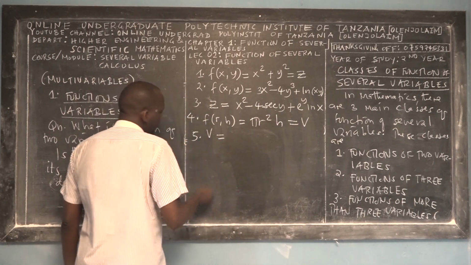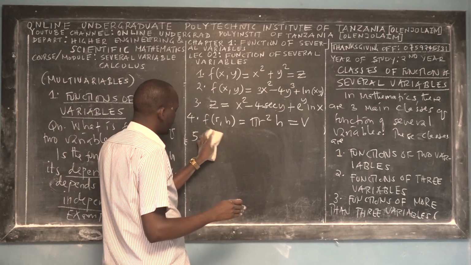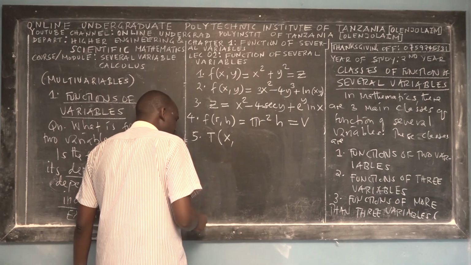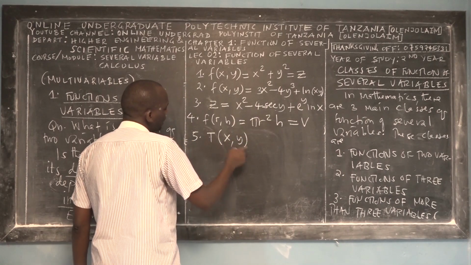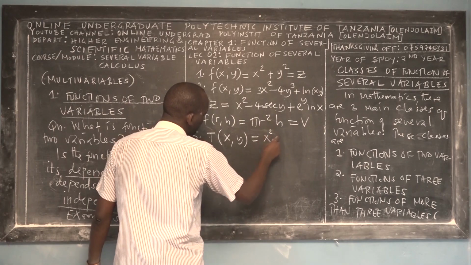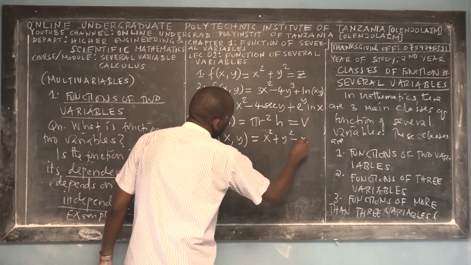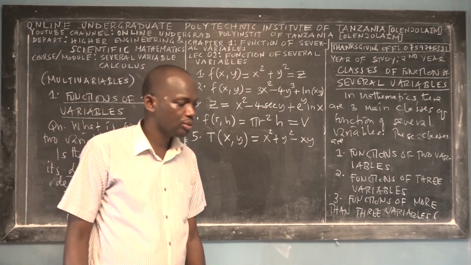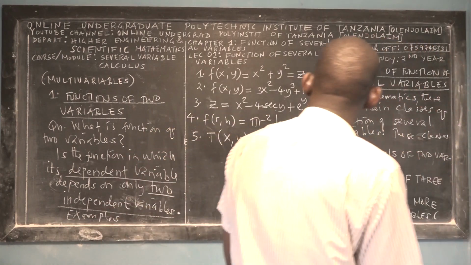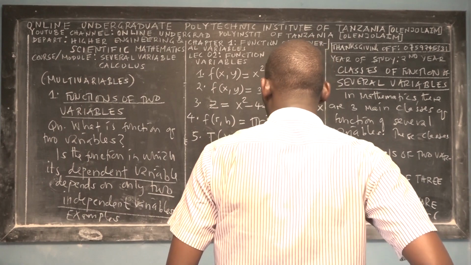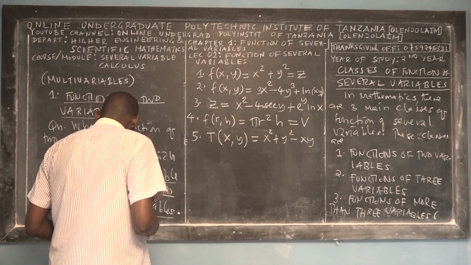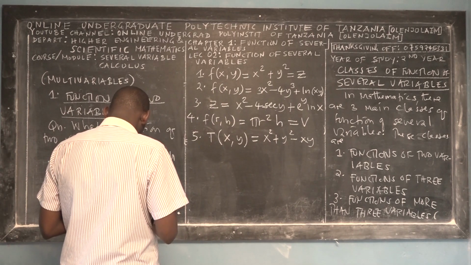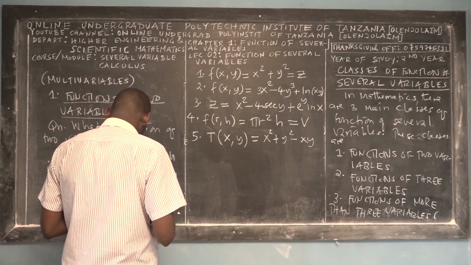Also you can have, maybe, temperature at any point on the Earth depending on two parameters, latitude and longitude of that place. So T of x, y possibly can be, in a particular place, x squared y squared minus x y. So all of these are examples of two variables. It means that the function depends on only two variables, right?